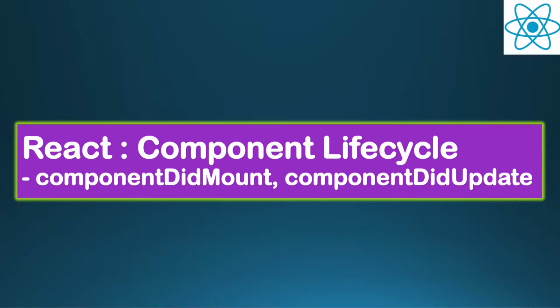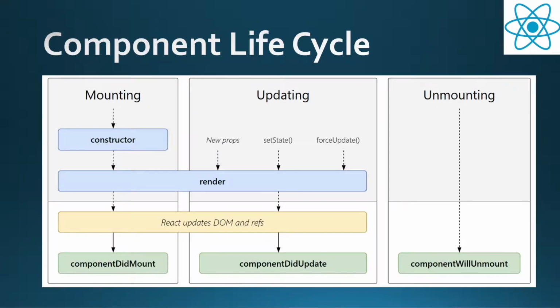A very important concept in React is component lifecycle. So what do we mean by it? It means the life cycle of a React component. There are three main parts of the component lifecycle in React: mounting, when a component is mounted; updating, when the component gets updated; and unmounting, when the component finally gets unmounted. So these are the three main parts of the component lifecycle.